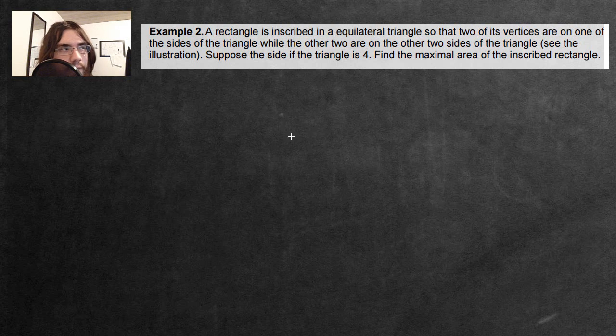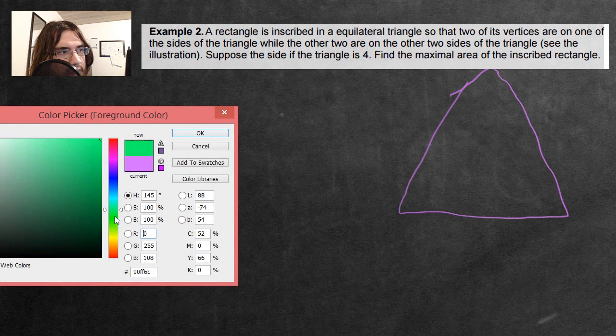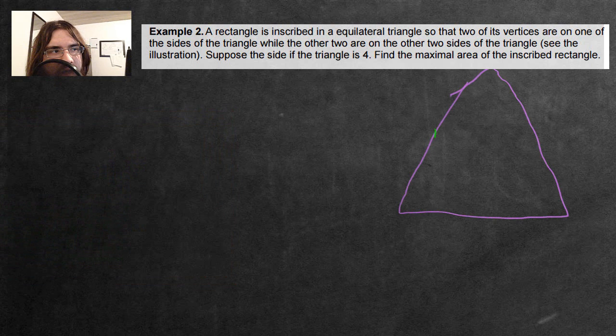So I'm just going to go straight ahead and show you what the diagram should look like. It's going to be an equilateral triangle. All sides are going to be the same, and it's going to have a rectangle inside, and it's going to look like this. So the first thing I'm going to be doing here then is labeling the triangle with everything we're going to be needing.